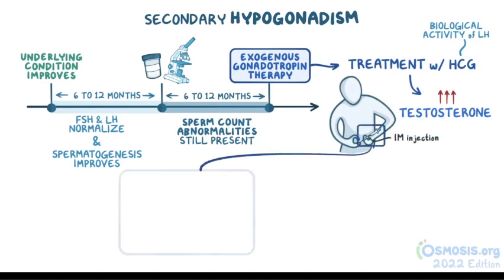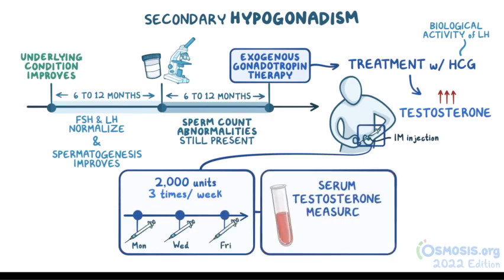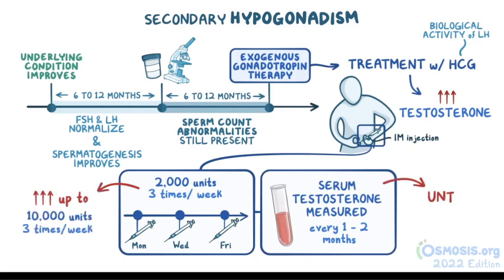The initial dose is 2,000 units 3 times a week, always on the same 3 days. For example, Mondays, Wednesdays, and Fridays. Serum testosterone is measured every 1 to 2 months, and the dose can be increased up to 10,000 units 3 times a week, until testosterone levels are between 400 and 800 nanograms per deciliter.